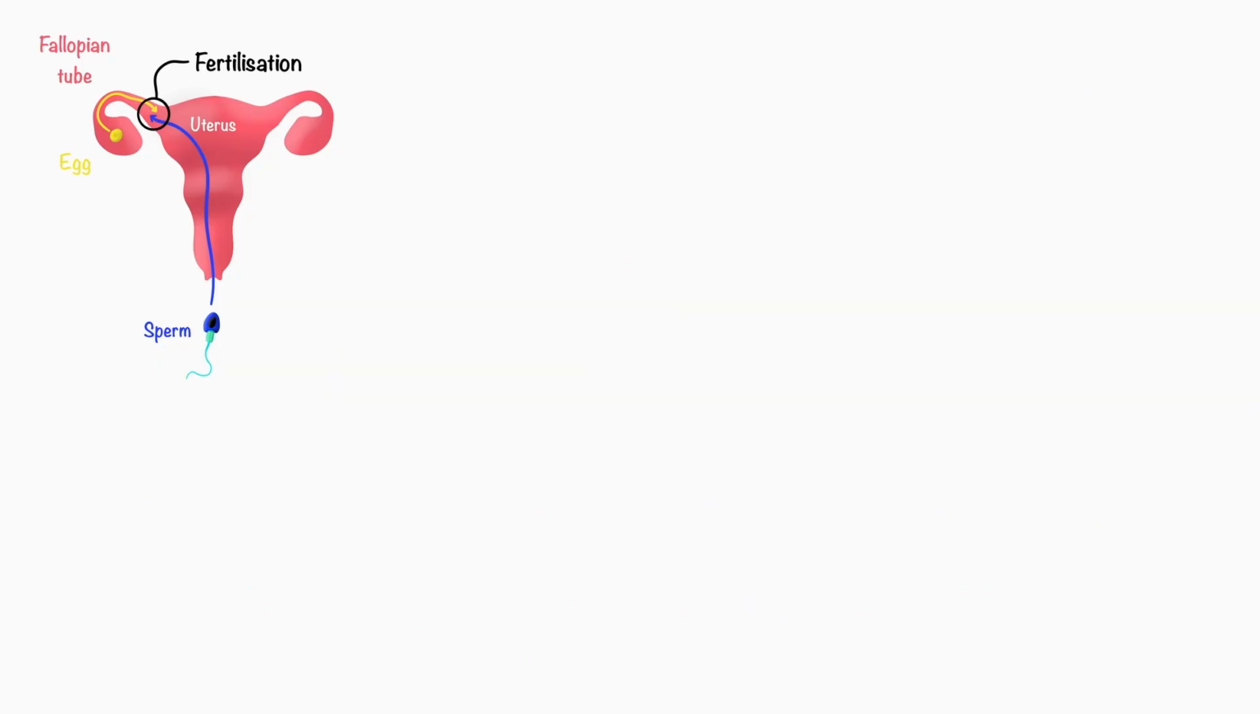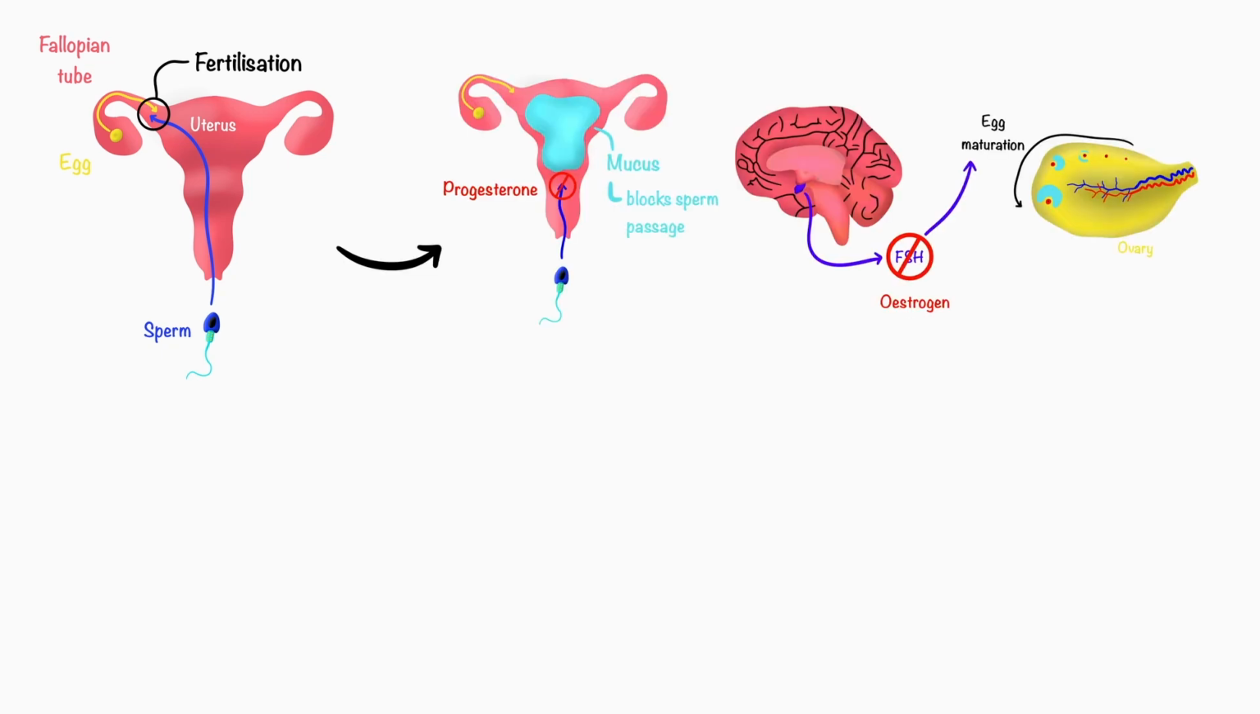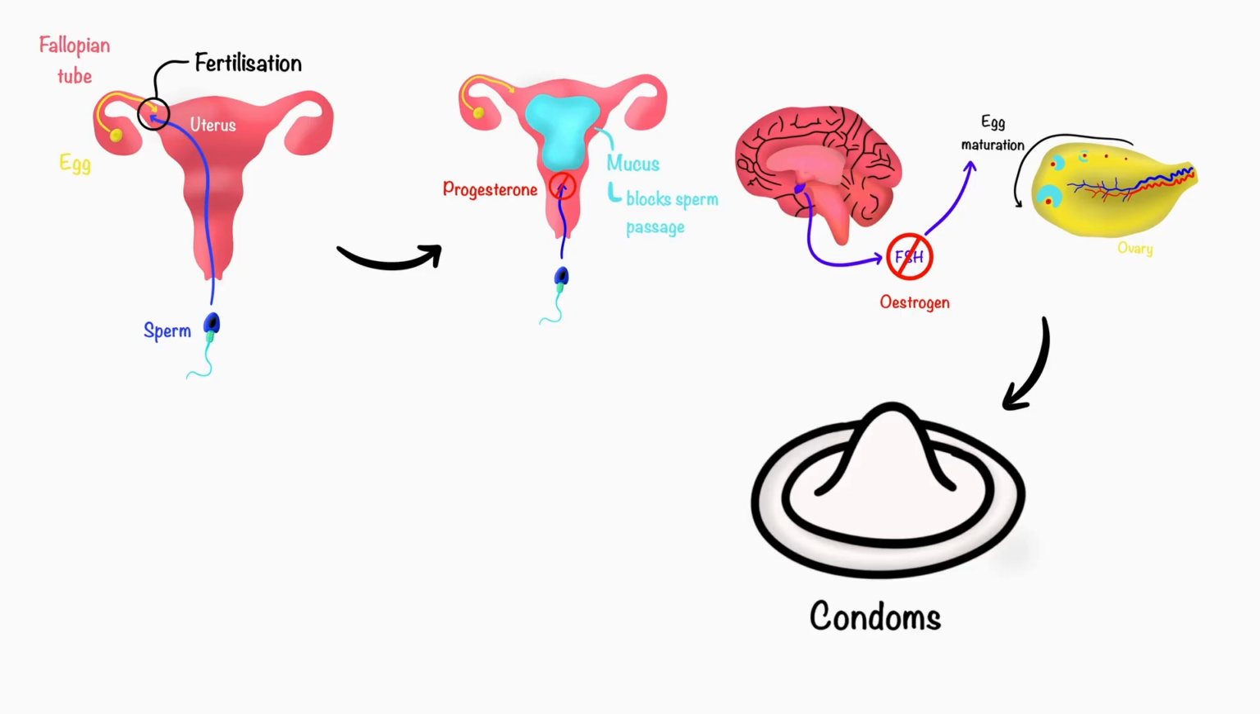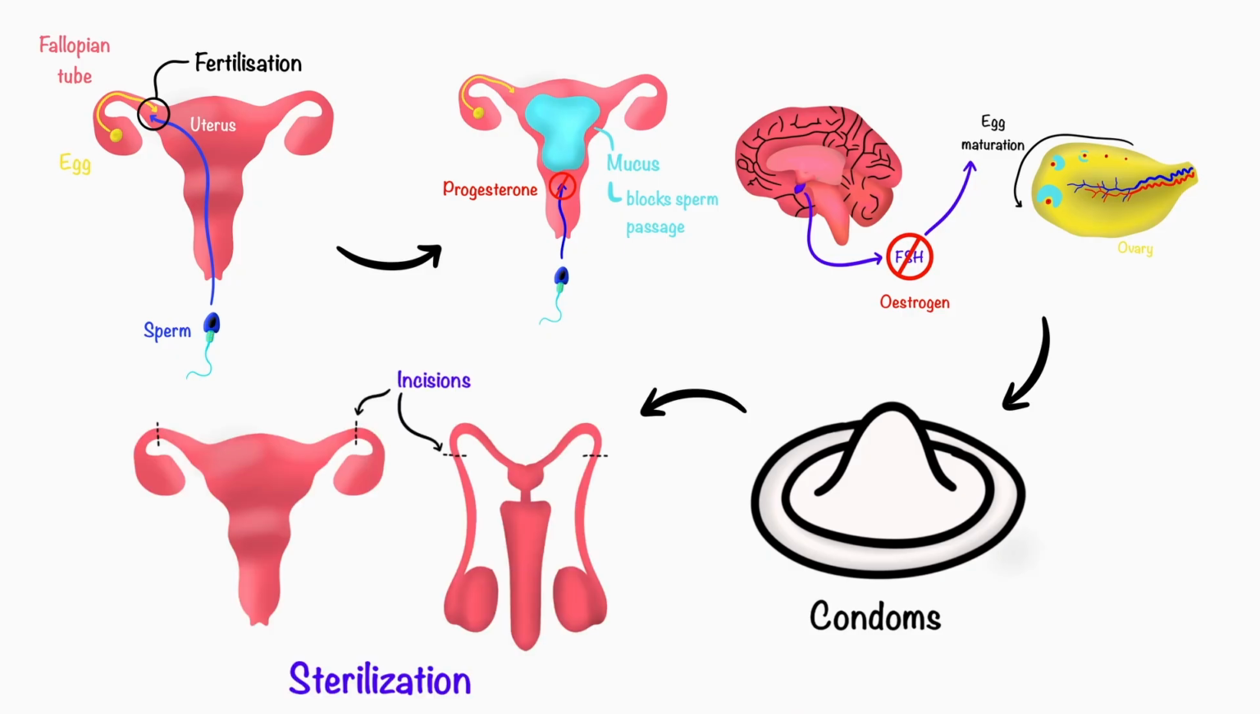Let's start by outlining the main points we'll go over. First, we'll briefly review how pregnancy occurs. Next, we'll examine how hormonal methods of contraception work. Then, we'll look at various barrier methods that prevent sperm and egg meeting. Finally, we'll explore some other approaches to preventing pregnancy.